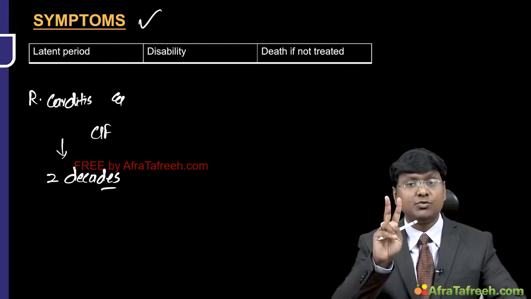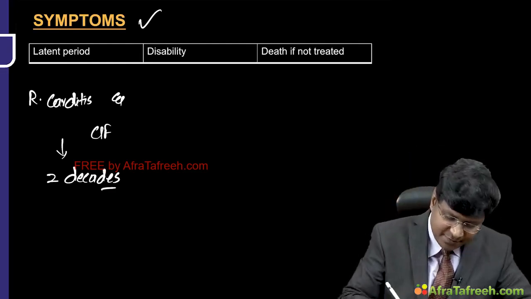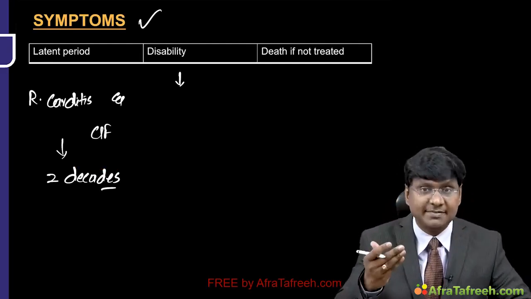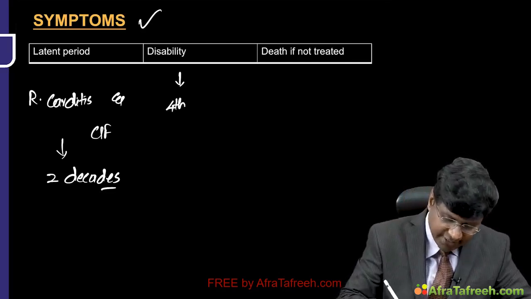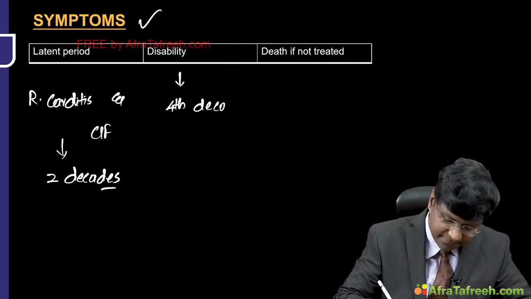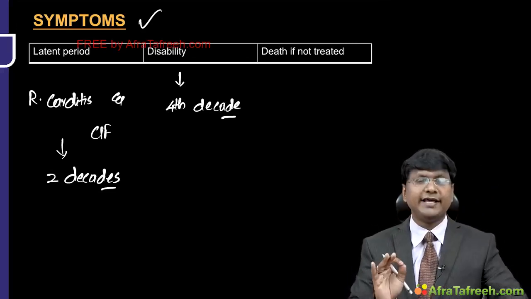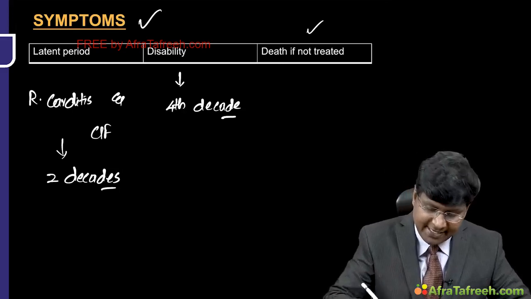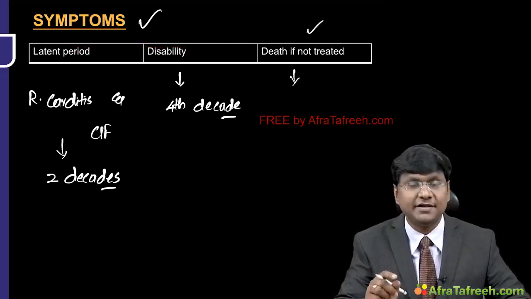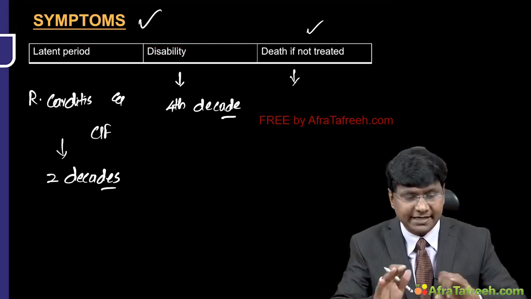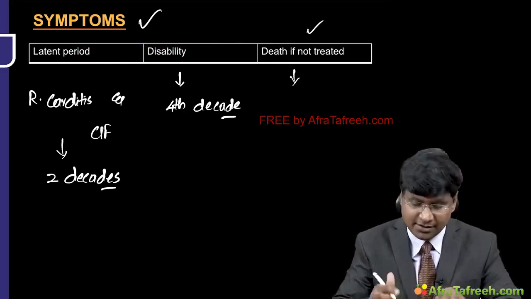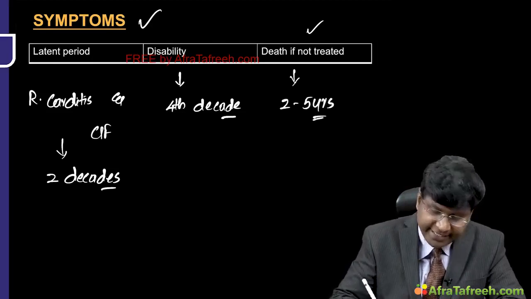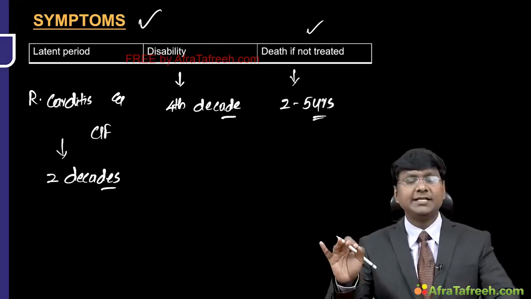Right, the latent period is almost around 2 decades. And these patients with rheumatic fever develop disability in the 4th decade of life. If these patients are not treated, if there is no surgical treatment, then within 2 to 5 years, the individual will die. So this will be the progression.